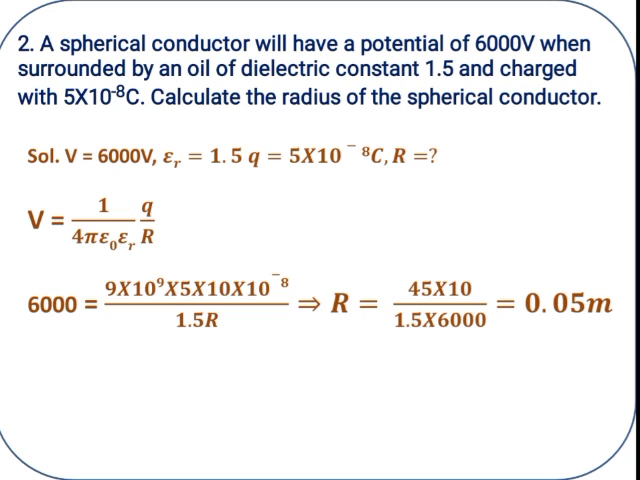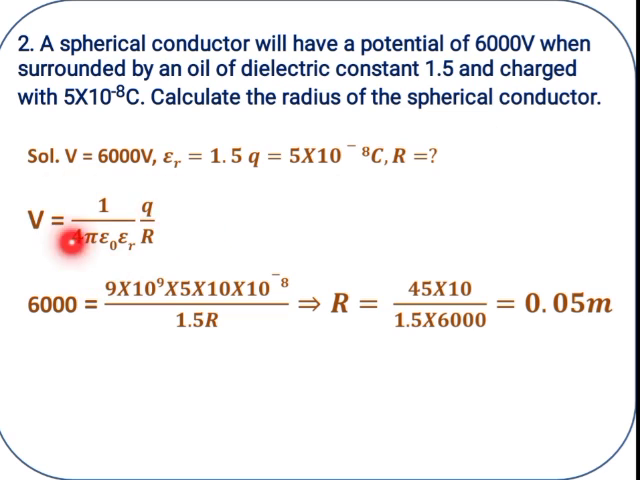Next one, second problem. A spherical conductor will have a potential of 6000 volt when surrounded by an oil of dielectric constant 1.5 and charged with 5 into 10 raised to minus 8 coulomb. Calculate the radius of the spherical conductor. So what are the given data here? V, potential is given, 6000 volt. Epsilon R, the dielectric constant of oil, is 1.5. Charge is given, that is 5 into 10 raised to minus 8 coulomb, and we don't know the radius of the spherical conductor. R we don't know.